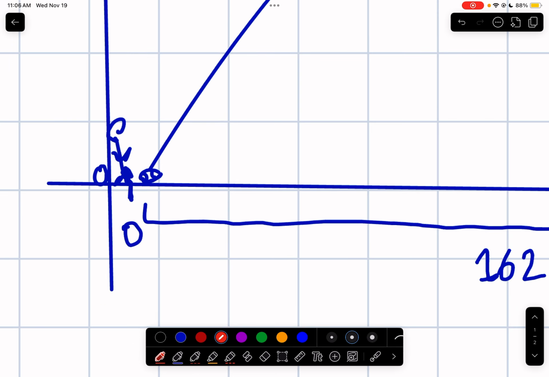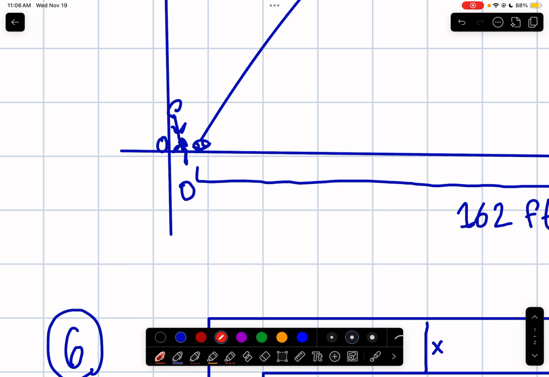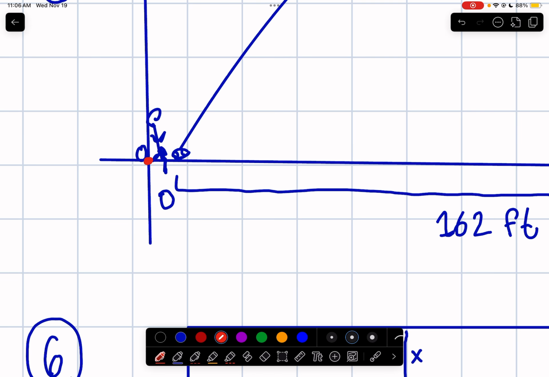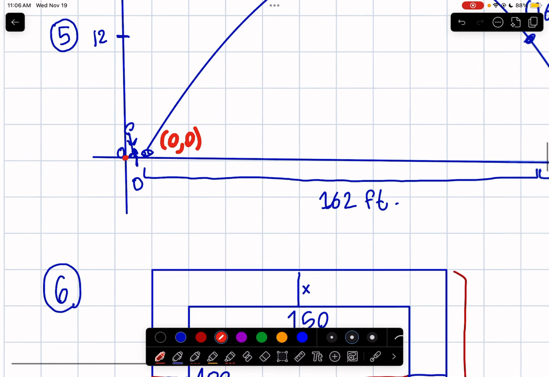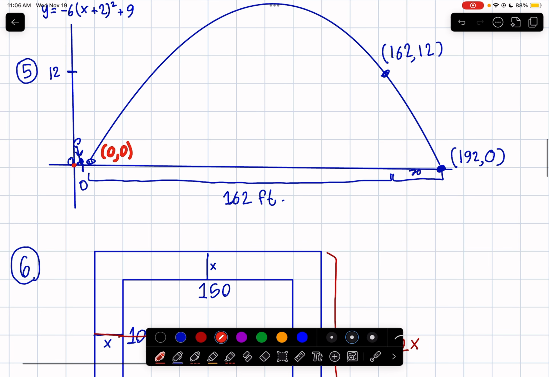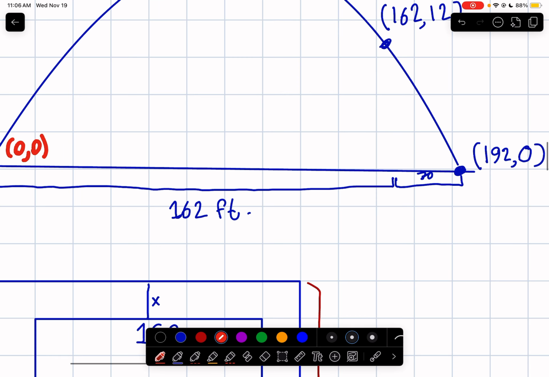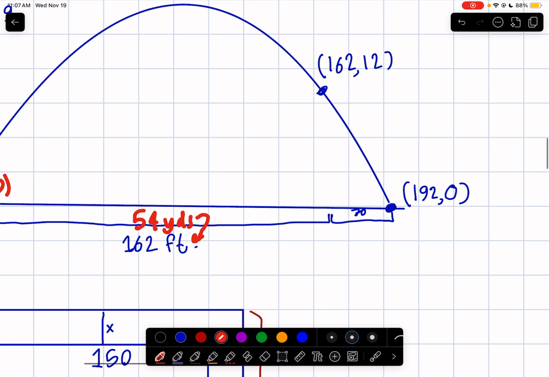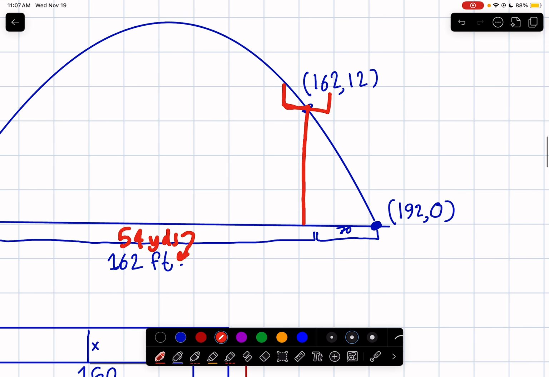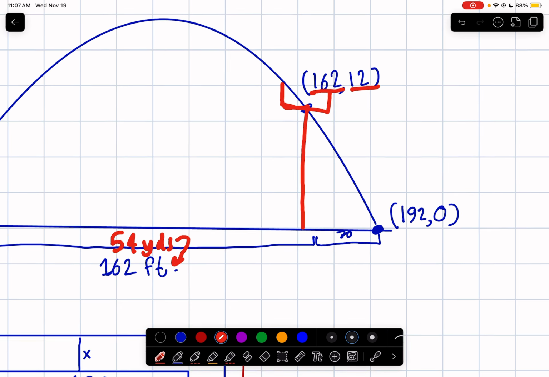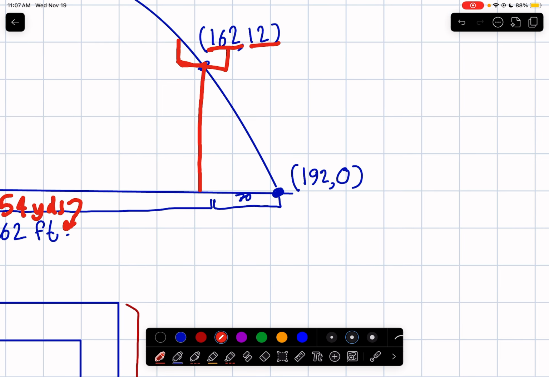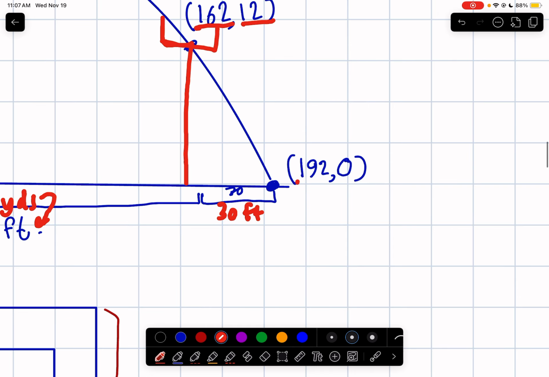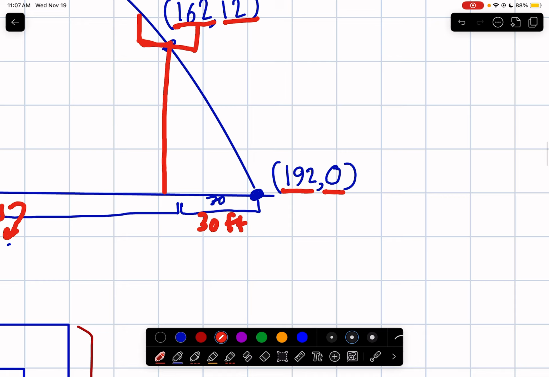We had the kicker who's kicking the football, starting at 0 yards up and 0 yards out, so 0, 0. It told us it's a 54-yard field goal, so that was 162 feet, and it was 12 feet up when it goes through the goalposts. So right here, it was at 162 feet out and 12 feet up. Then it told us the ball landed 10 yards after that, which was 30 more feet, which got us to 192 feet total and 0 yards up.